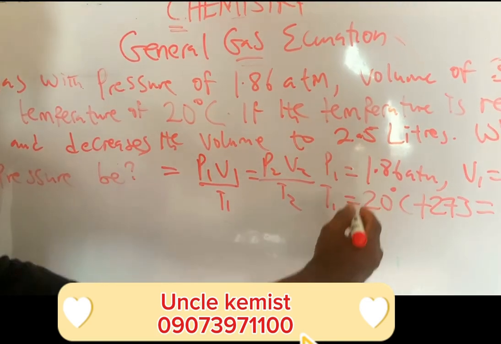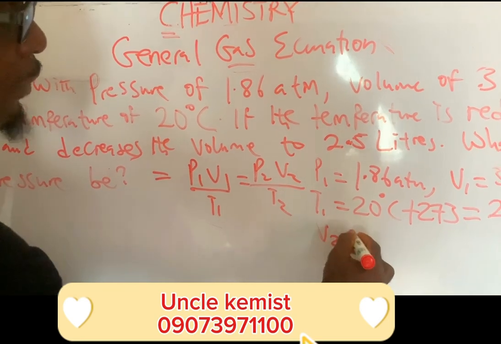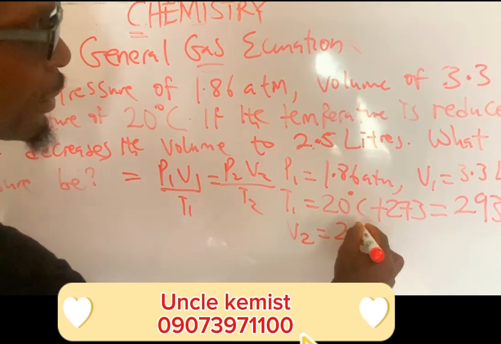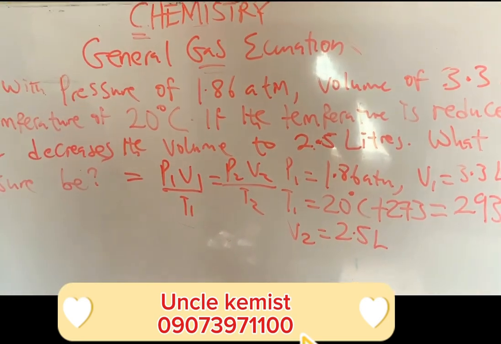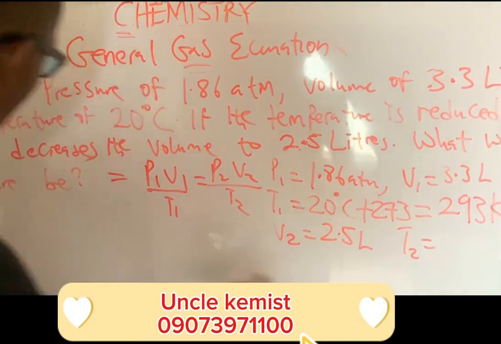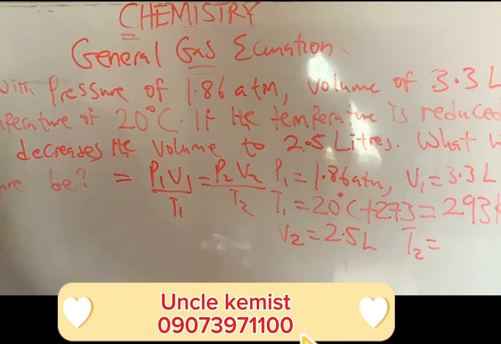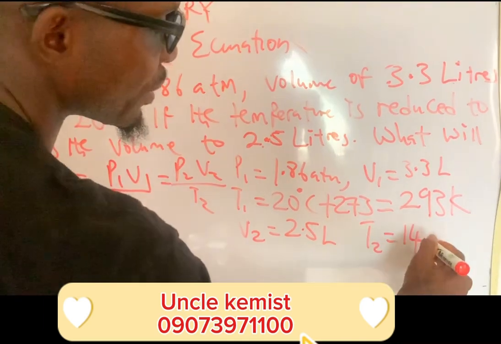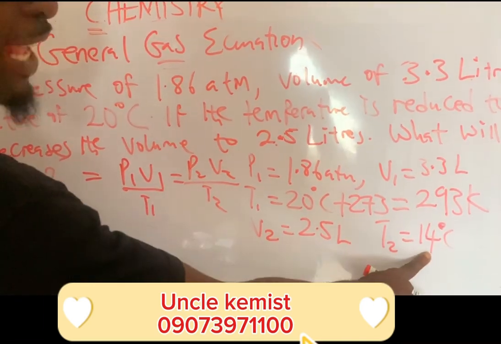Now, the next thing to do is to check for the other variables given to us. We have our V2, which is 2.5 liters. And then we have our T2, which is equal to 14 degrees Celsius. So it is in Celsius also.